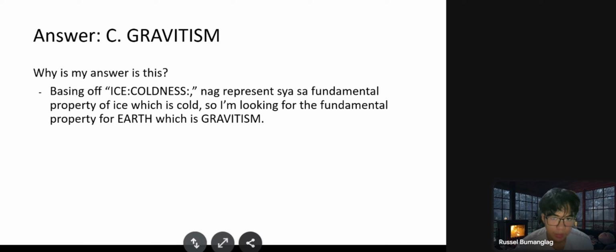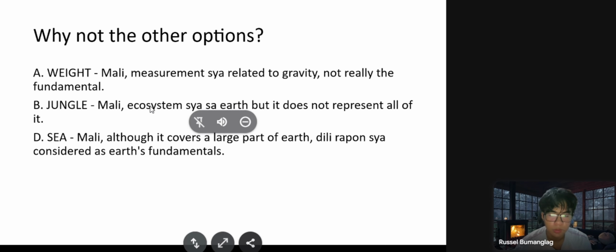So why is C my answer, gravitism? Basing off ice is to coldness, it represents the fundamental property of ice, which is cold. So I'm looking for the fundamental property of earth, which is gravitism. So, why aren't the others fundamentals? A, weight, B, jungle, or D, C?